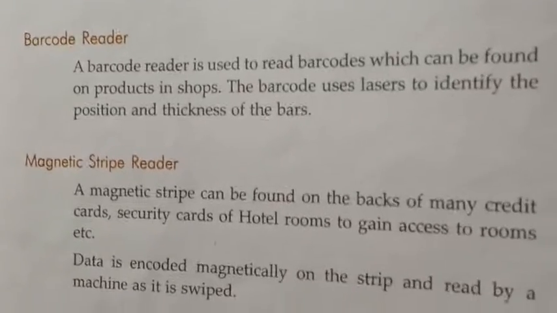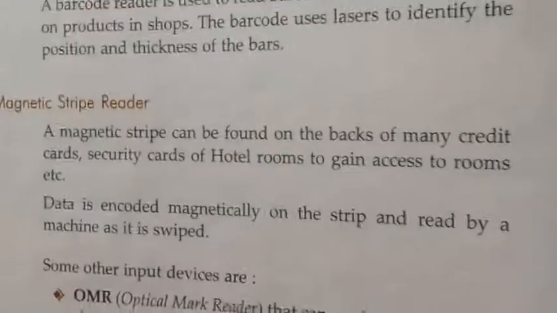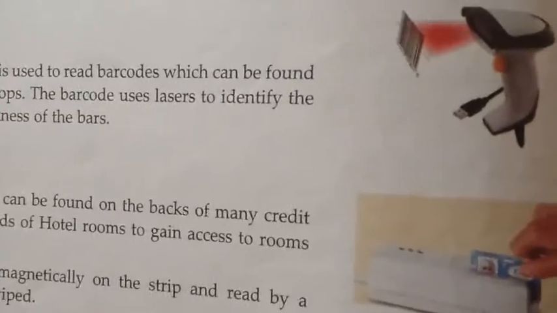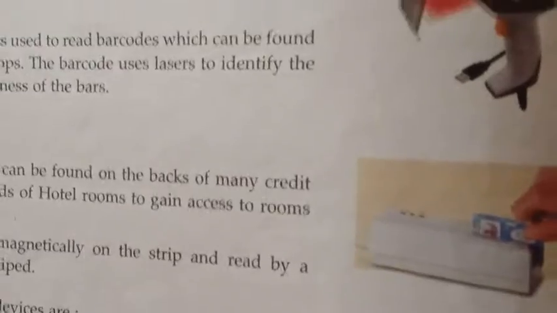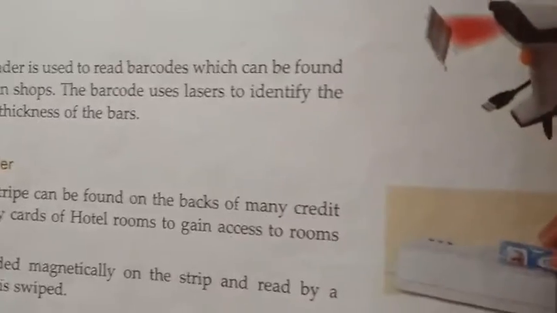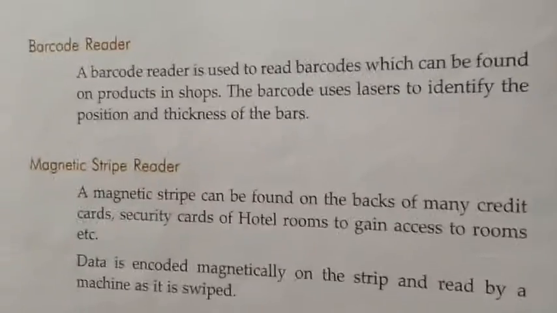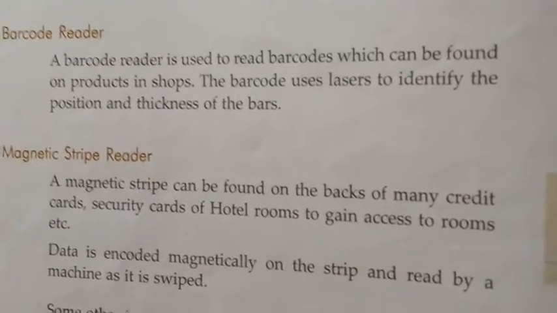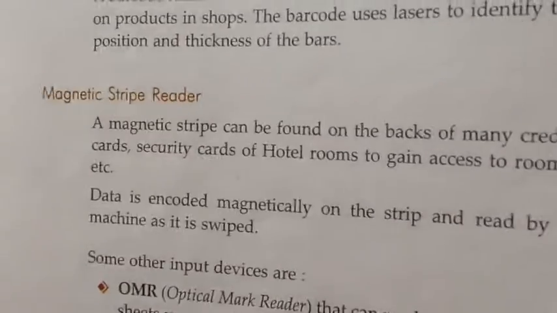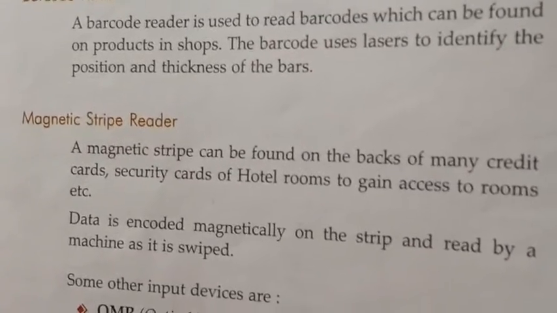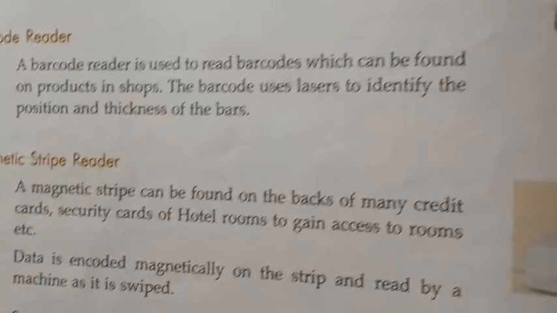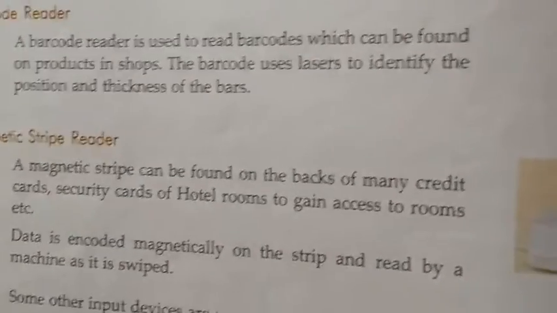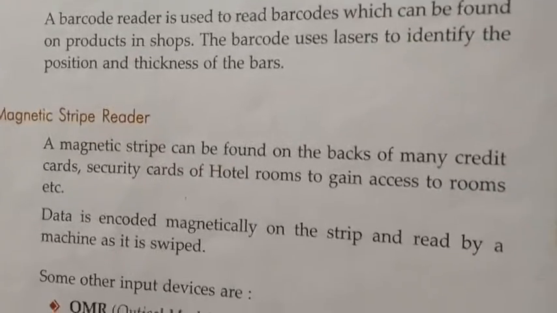Next one is called a magnetic strip reader. Nowadays we are using credit cards and debit cards, and our ATM card is also a debit card. The magnetic strip can be found on the back side of credit cards, security cards, and hotel room access cards. All the data is attached to that card. One magnetic strip is there. We can use a machine called a magnetic strip reader.